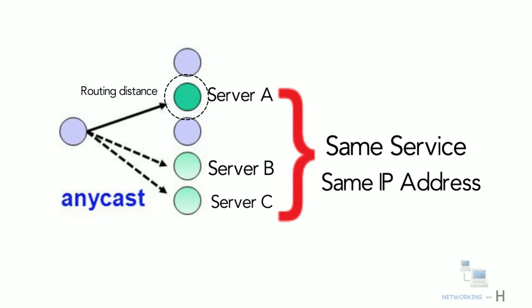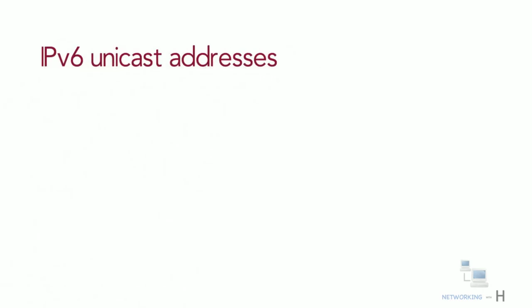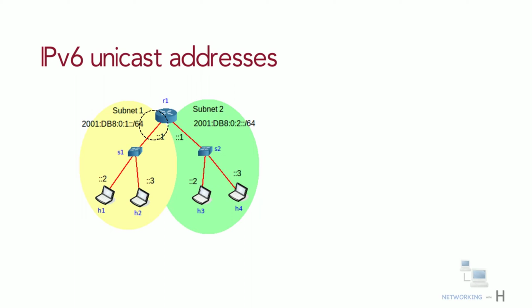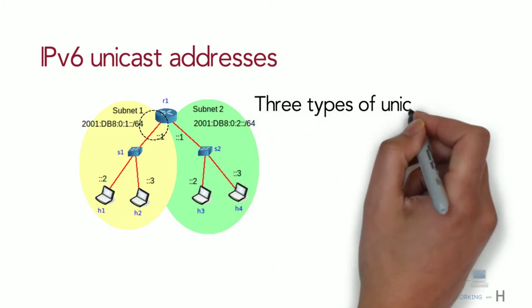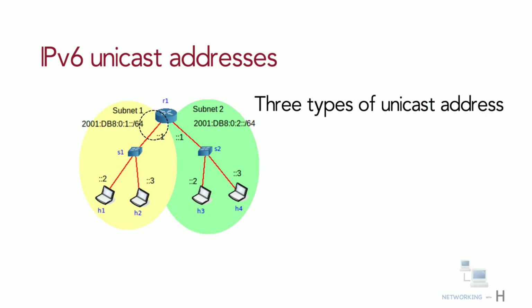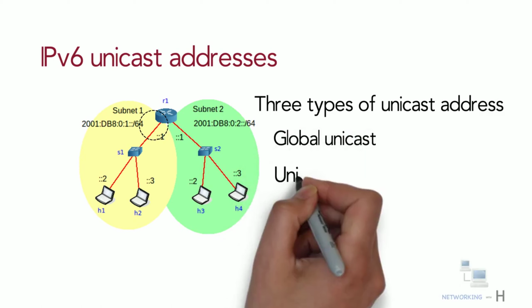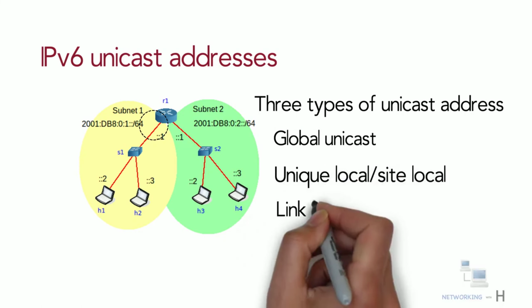Let's discuss each category in more detail, starting with IPv6 unicast address. Unicast address represents a single interface. Packets addressed to the unicast address will be delivered to a specific network interface. There are three types of IPv6 unicast address: global unicast, unique local or site local, and link local.